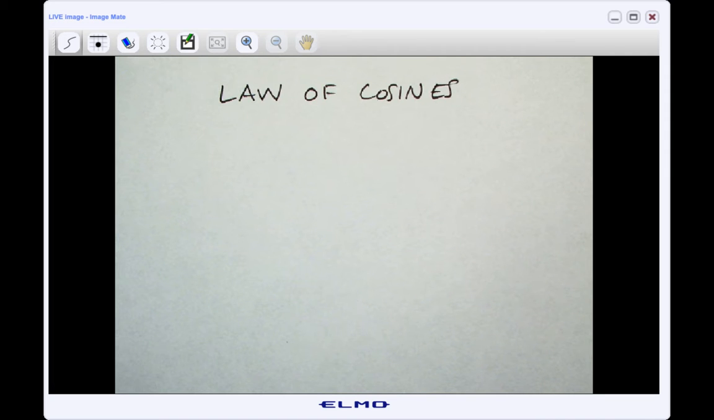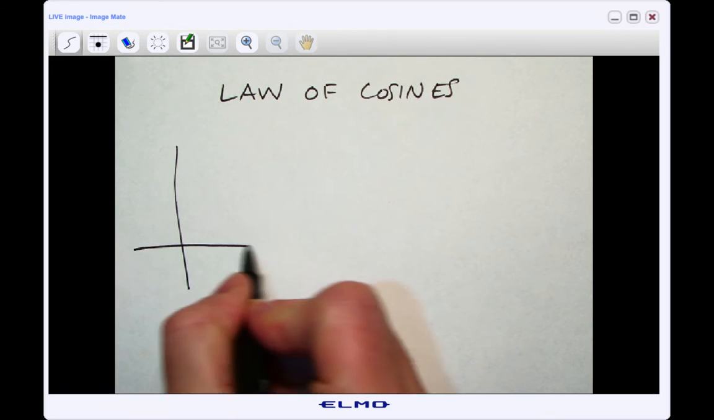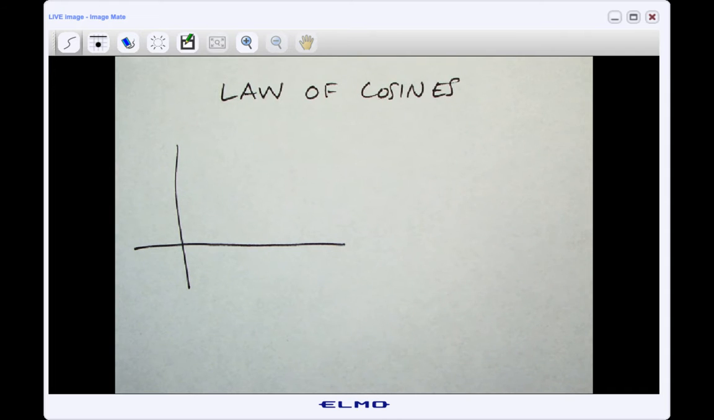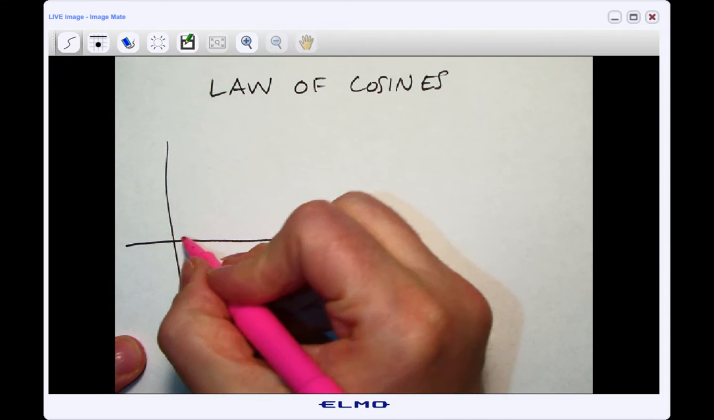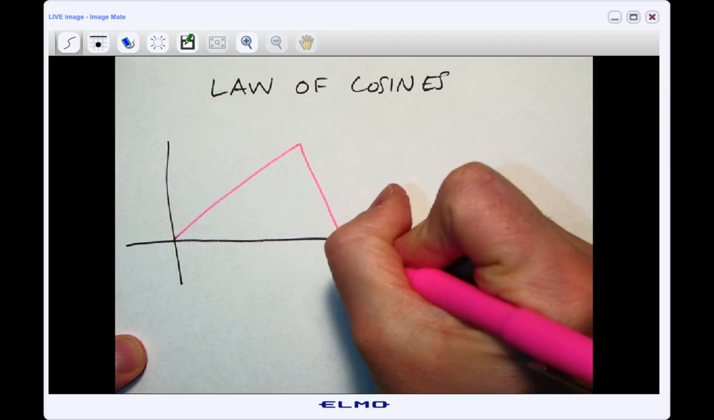Okay, so we're going to derive the law of cosines today. What we're going to do is just draw a triangle on the XY plane, so the coordinate plane. So here's my triangle. I'm just going to draw any old triangle.